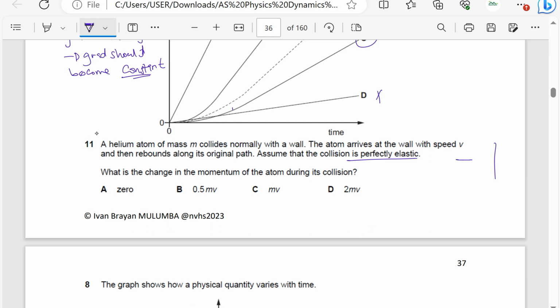So it collides with the wall. Its initial momentum is mass times velocity. It rebounds. The relative speed of approach is the same as the relative speed of separation. So the speed with which it rebounds is v. So its momentum is mv in the opposite direction. So the change in momentum is going to be mv minus negative mv, which is equal to 2mv. So the answer is going to be D.